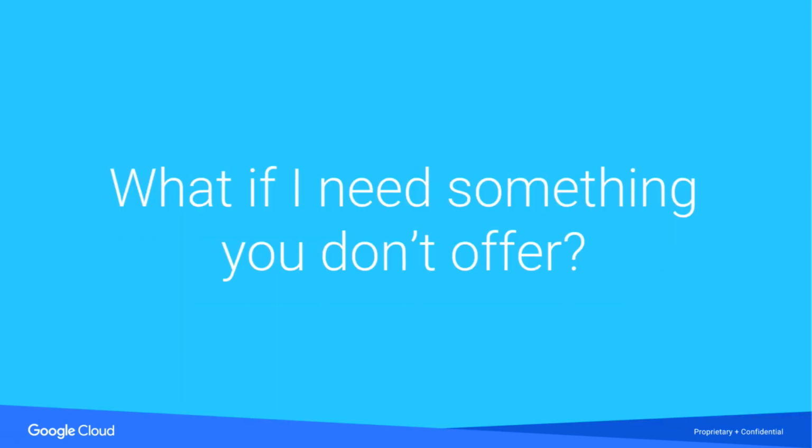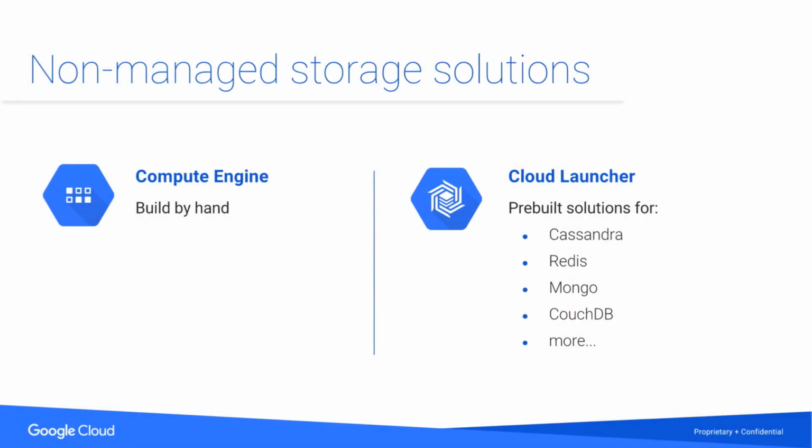Okay, so what if I need something that you don't offer? So first of all, again, in Compute Engine, you can build all of that by hand. So that virtual machine is something that you can install all of your custom libraries on, a custom operating system if you want to. And the other one, which I've mentioned before, is Cloud Launcher, which has pre-built solutions, and again, not just virtual machines, but clusters of machines, networking configurations. So with a single quick click, you can have your application up and running.